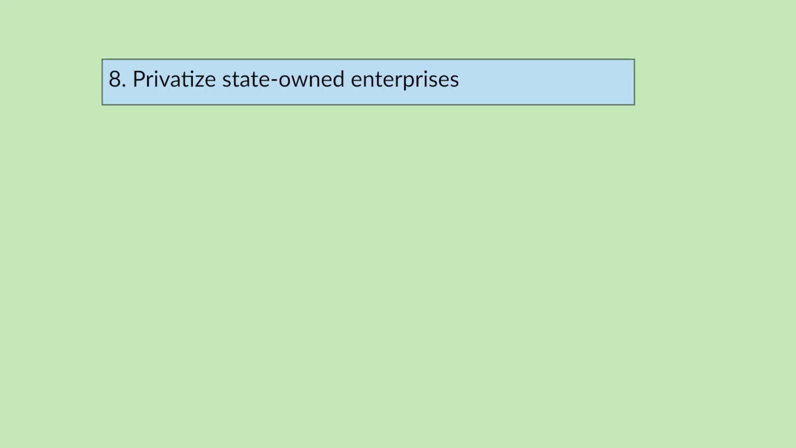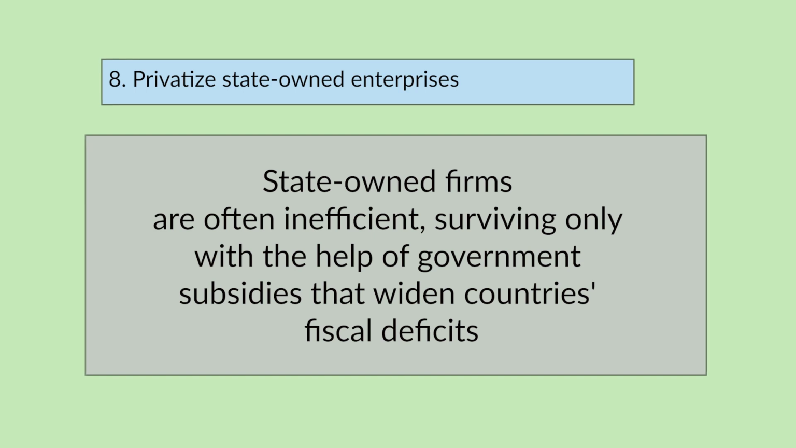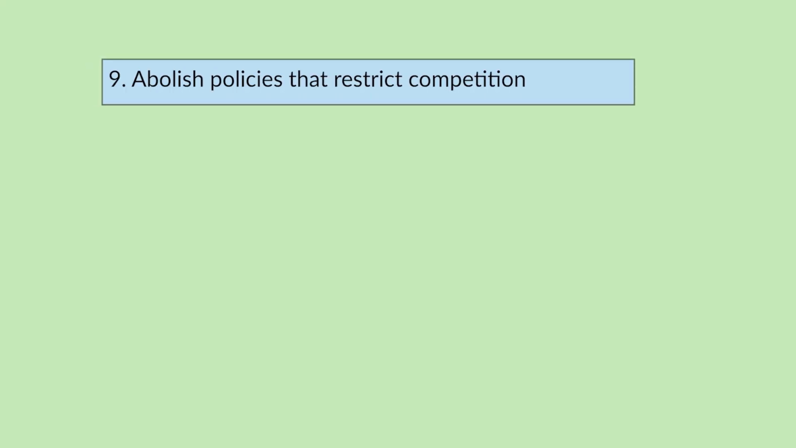The eighth principle of the Washington Consensus focused on privatization of state-owned enterprises. It was believed that state-owned enterprises were increasingly inefficient, surviving only with the help of government subsidies that widen countries' fiscal deficits. Privatization may cause some unemployment in the short run, but is more likely to raise the efficiency and productivity of these small scale and large scale sectors, and in the long run increase national productivity as well as growth.